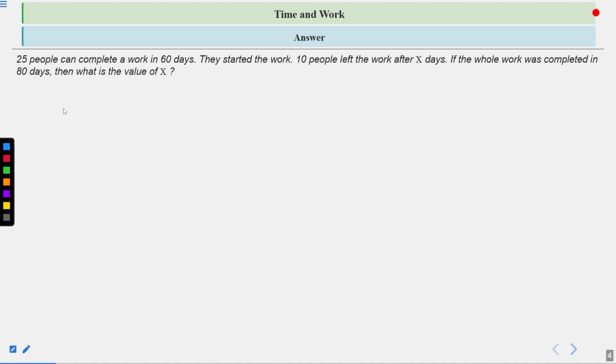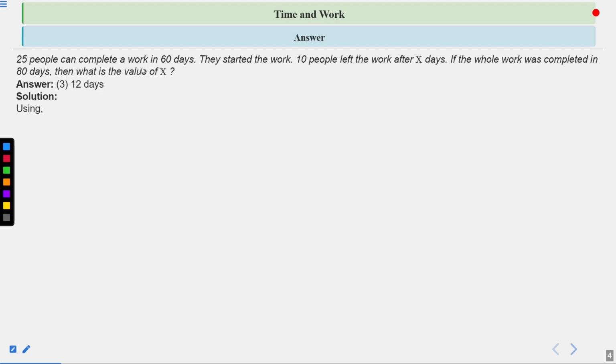So the question says that 25 people complete the work in 60 days. So we can calculate the total work. Now the question says that they started the work, and 10 people left the work after X days. It means only 15 people work for the remaining days. So the question is, if the whole work was completed in 80 days, then what is the value of X? The correct answer of this question is the third one, which is 12 days. Now see the detailed solution of this question.